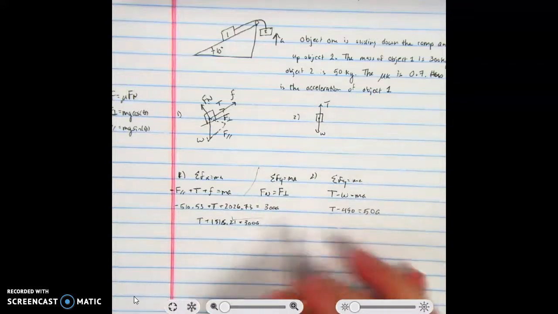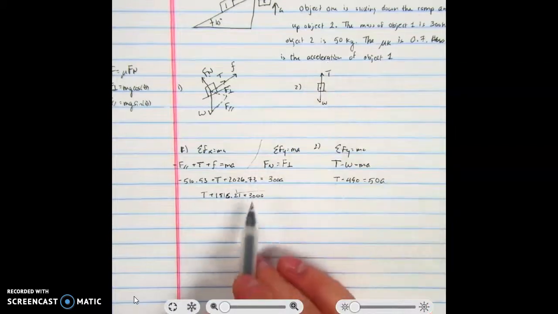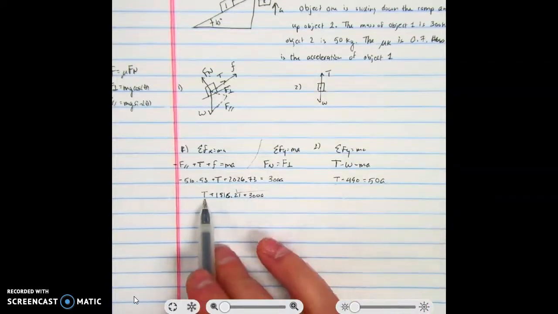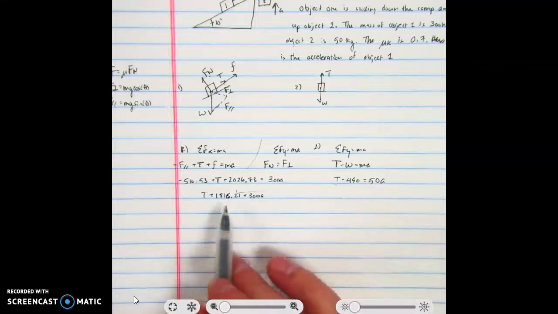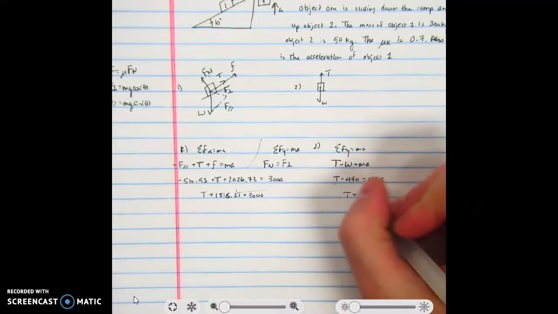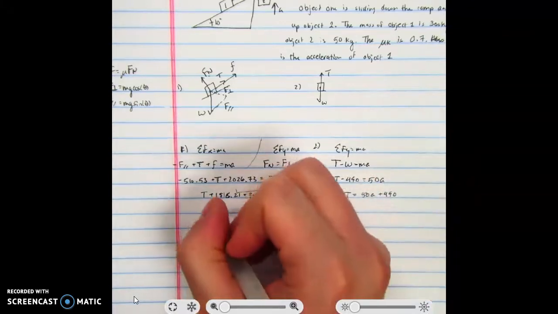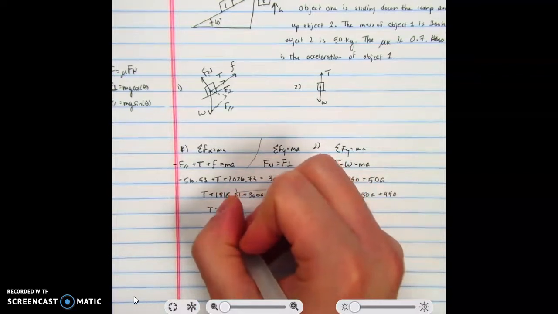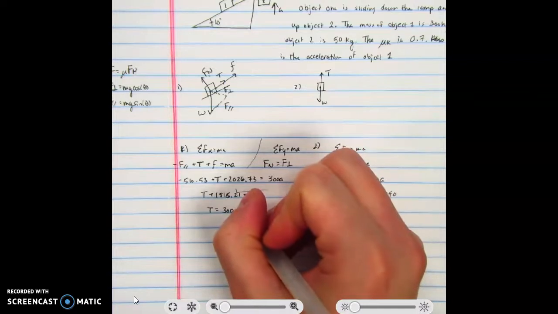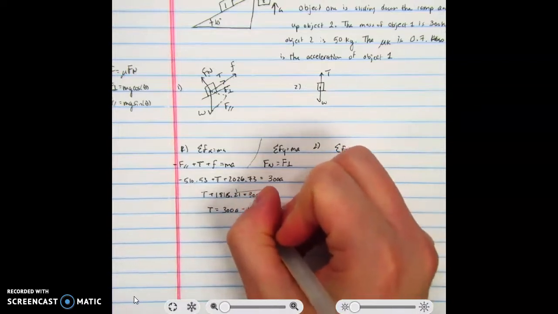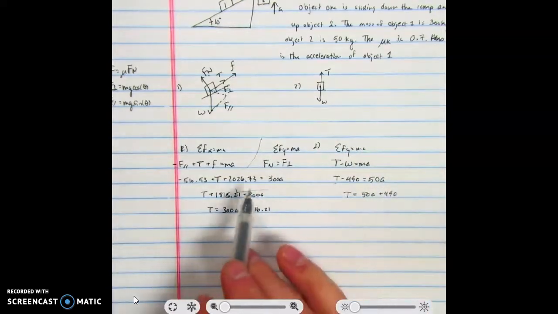Let's get these two equal. My goal is to solve for the acceleration, so I actually need to get tension by itself. Sounds a little weird, I know. So add 490 over, subtract this over. I have tension is equal to 50A plus 490, and I have tension is equal to 300A minus 1516.21.